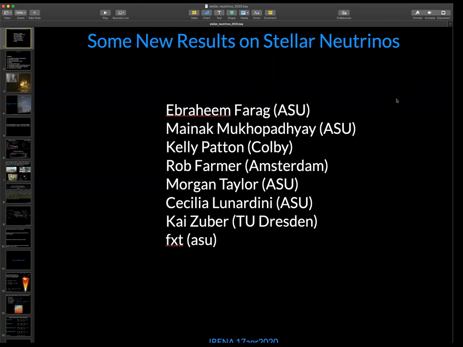Some new results on stellar neutrinos. This is a body of work that has taken place at least over the last 3 years, and as recently as this morning, when we just got the positive referee report on a piece of the work.